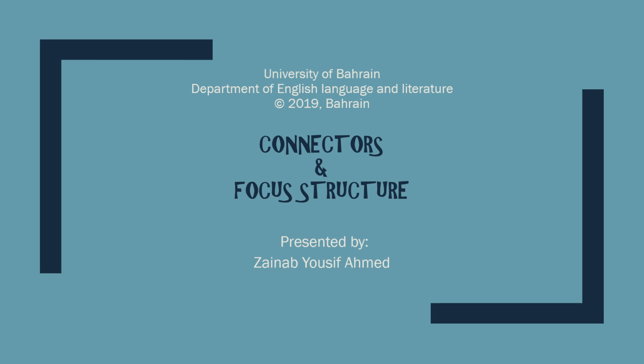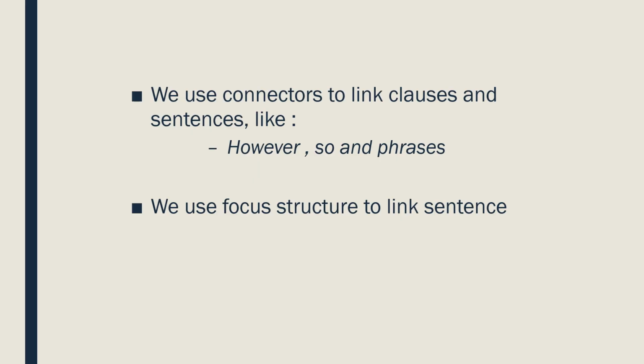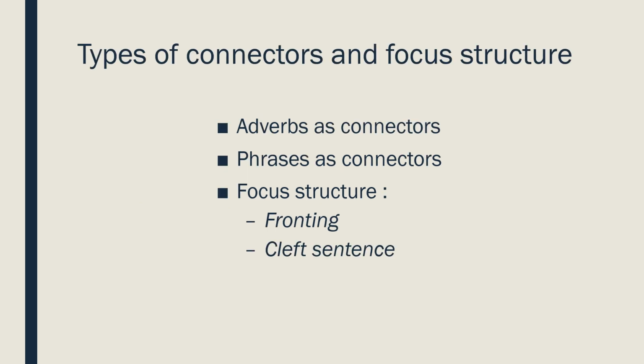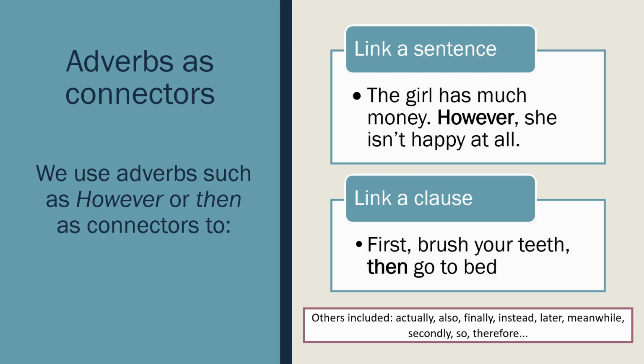Today we will talk about connectors and focus structure. We use connectors to link clauses and sentences, like however, so, and phrases, and we also use focus structure to link sentences. There are two types of connectors, adverbs and phrases, and there are also two types of focus structure, fronting and cleft sentence.